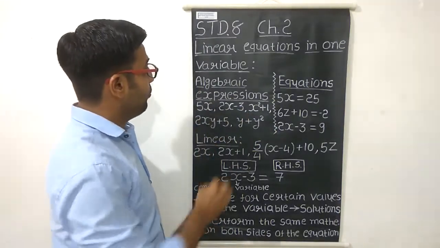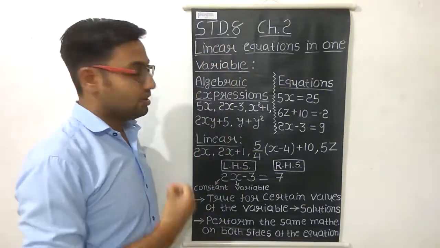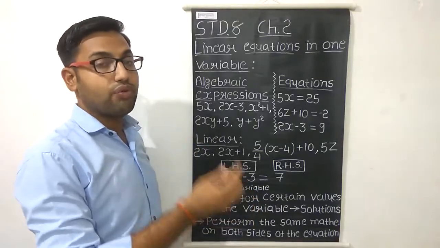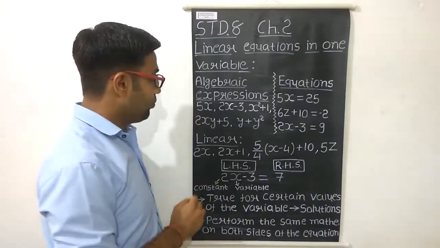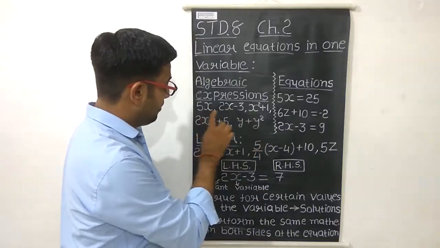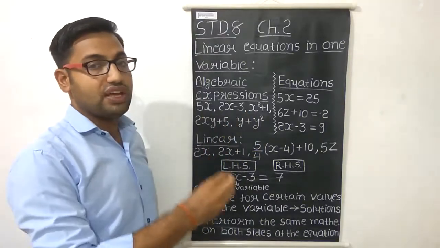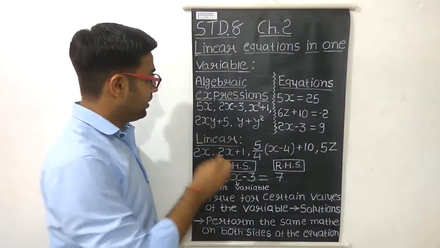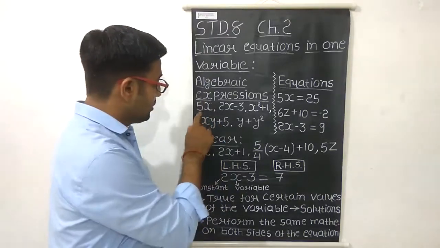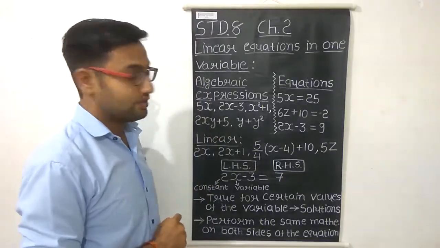Okay. Now, what is the meaning of this linear? Linear means the power of the variable must be equal to 1. Now, we can find out from these three expressions in which expression the value of the power of the variable is 1. Here x has no written power, that means there is 1 power. So this 5x we can say is a linear expression.